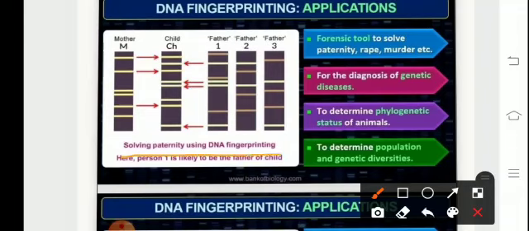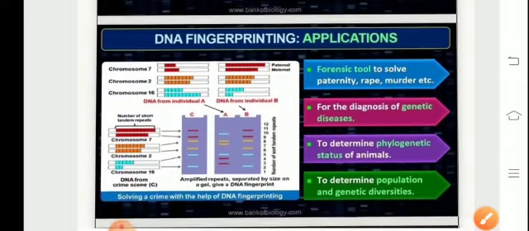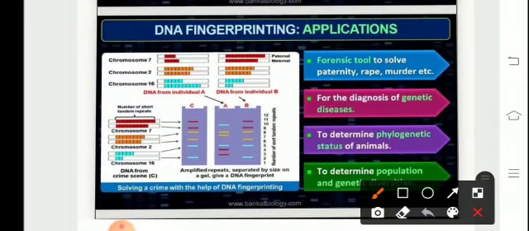Now, when we talk about the forensic tool, as said, we can use it for solving paternity using DNA fingerprinting. Now, this person one is likely to be the father of the child. This is because here, this is the mother, this is the child, and the father will be person one, because we can see the similarity between the fragments which have got separated by the technique of DNA fingerprinting.